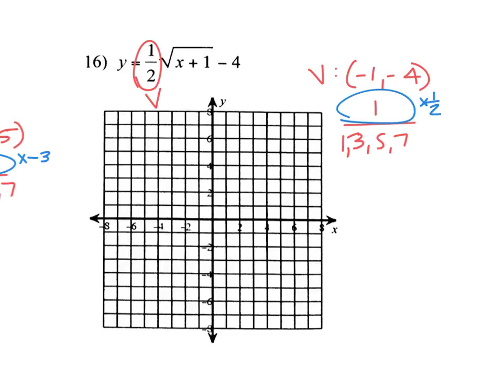So I'm going to start at -1, -4. This time I'm not going to go up 1, I'm only going to go up a half, but I'm still going to run 1 whole. Up a half, run 3 wholes. Up a half, run 5 wholes. All right, this is square root, so this is the only thing that you've got there.